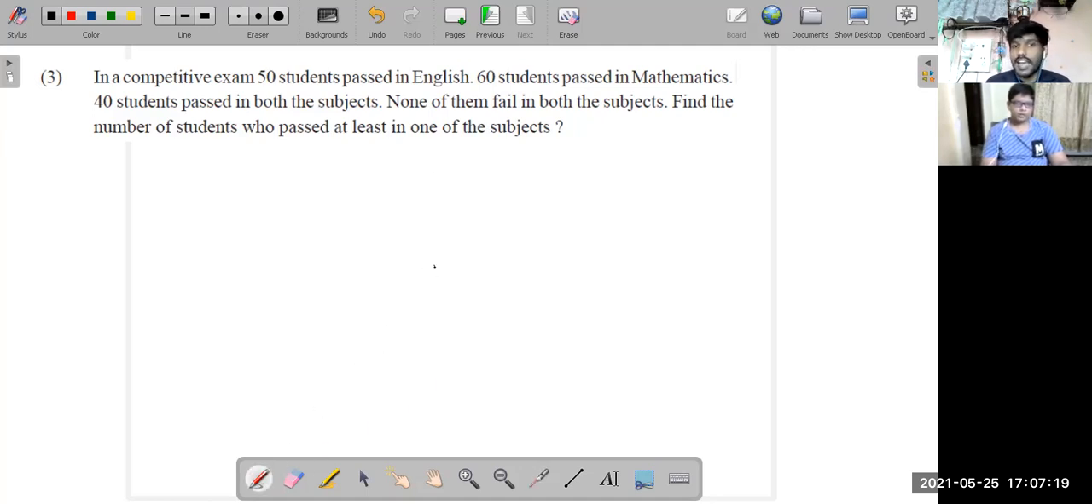Okay, so whenever we say at least one, that means one or more than one. Okay, so if I say at least two, then that means two or more than two. Is this clear? So you may come across this at least many times in maths.